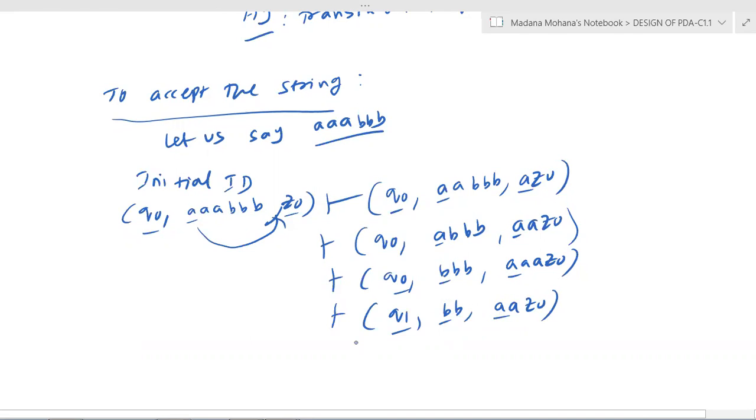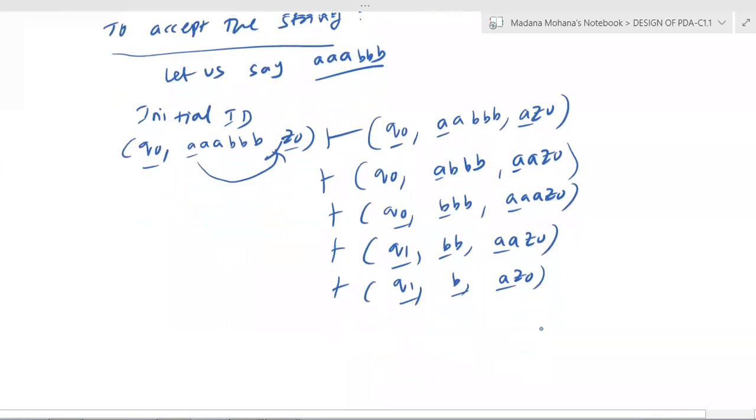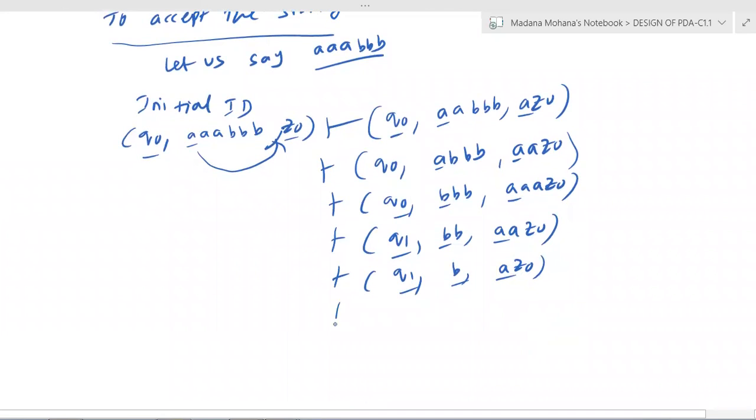Again Q1 B A. What is the transition? With the same state, the remaining input is B. This A is erased. Then the stack contains the remaining symbols. Now again your current state is Q1, current input is B, current top is A. Again you have to delete A from the top of the stack. Now Q1, after scanning B, the remaining input is null. It does not contain any input. Then A is erased. Then your stack contains only Z0.